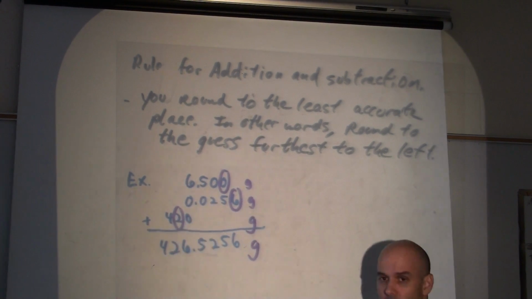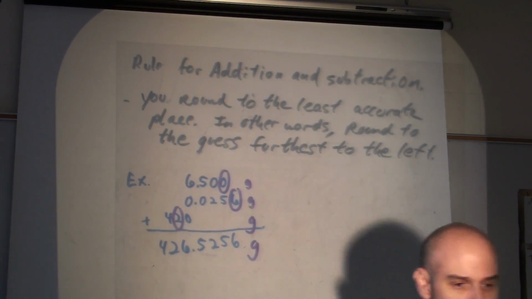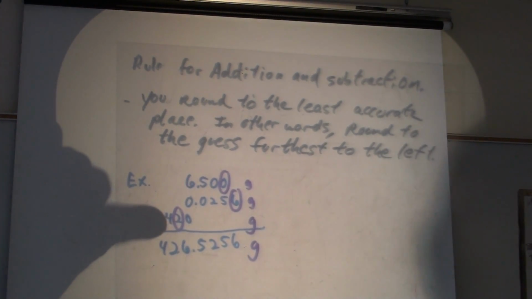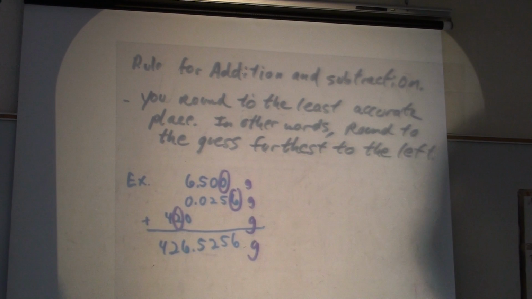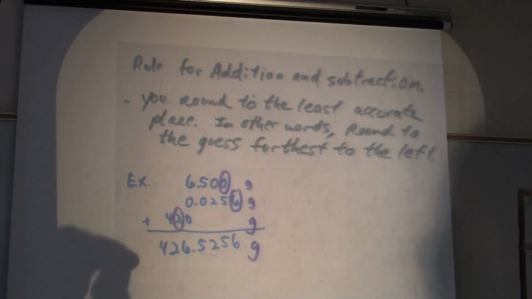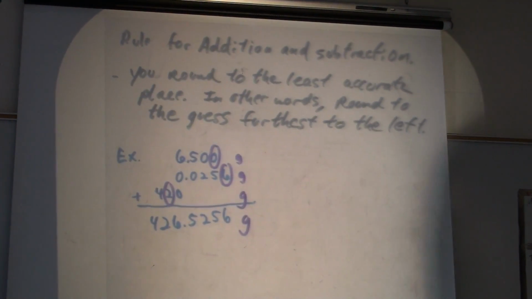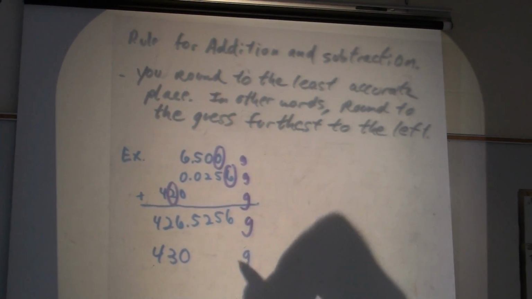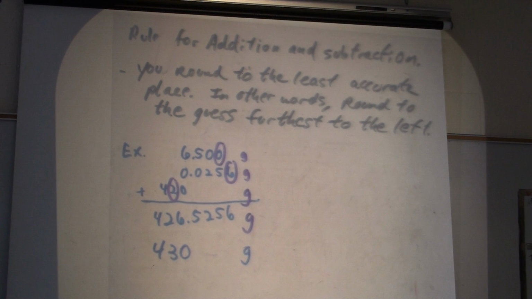So for addition and subtraction, we only care about where is the guess. And the guess furthest to the left is in the tens. So we will round this number to the tens place. Okay? So this answer becomes 430 grams. That is the final answer.